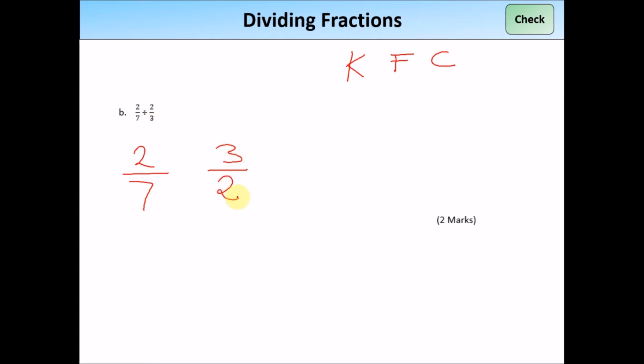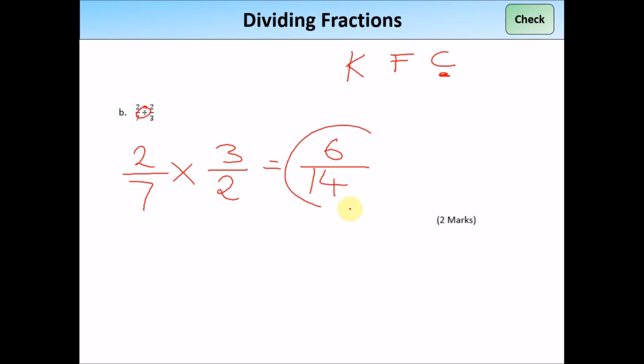And I'm going to change this divide now into a times. And I've made that entirely new question for me. 2 times 3, well that's going to be 6. And 7 times 2 is going to be 14. Okay, so really simple. Times across the tops, times across the bottoms.